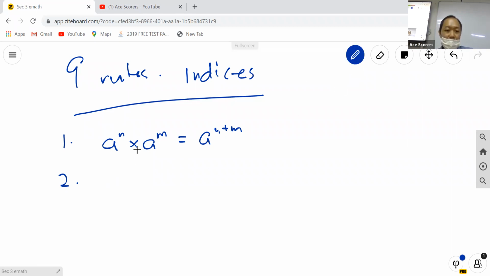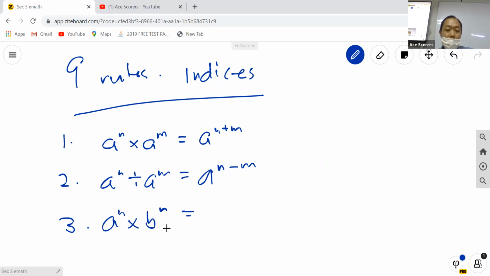Okay, next one is divide. So a to the power n divided by a to the power m equals a to the power n minus m. Right. So you must be able to count with this. Next one, the third one, is a different base, same power. So a to the power n times b to the power n.